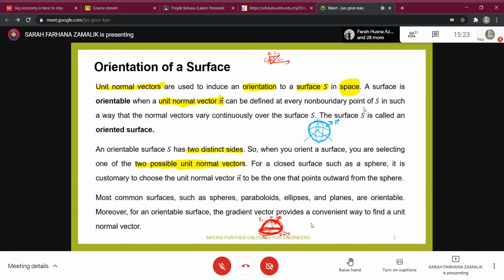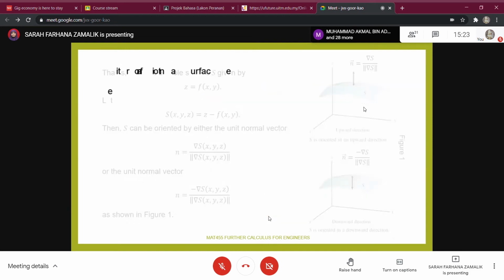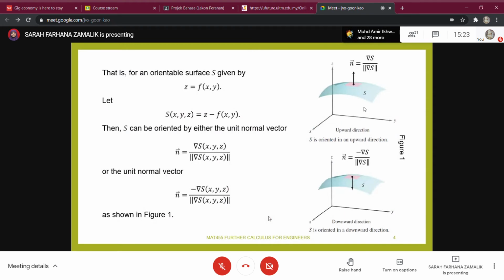For an orientable surface, the gradient vector provides a convenient way to find a unit normal vector. So here it involves the gradient vector, because we want to find the unit normal later. Yes, there is the gradient vector. So let's take a look at what an orientable surface actually means. So look at the picture here, we have figure 1 here, that is an orientable surface. Say we have a surface S here, look at your figure 1, there are two figures here, one on top and one at the bottom. That is your surface S.